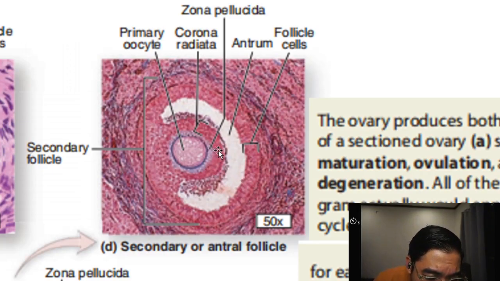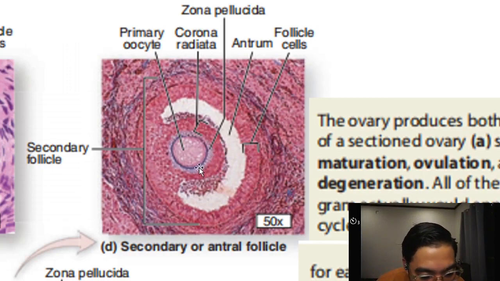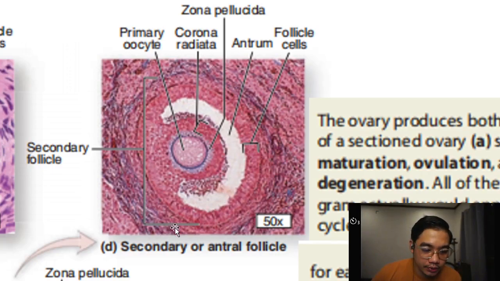And then in between this corona radiata and your primary oocyte, we have what you call a zona pellucida, no? Why is it called zona pellucida? Because zone, it's a clear zone. It's like see-through, if you have a good microscope. It's not exactly see-through, it's more like somewhat transparent. And then the space in between is called your antrum, no? The space is called antrum, and it's filled with fluid called your liquor folliculi, no? So this is now your secondary follicle, no?